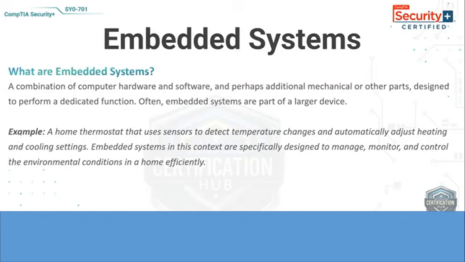Often embedded systems are part of a larger device, like a home thermostat that uses a sensor to detect the temperature change and automatically adjust heating and cooling settings. Embedded systems in this context are specifically designed to manage, monitor and control the environmental conditions in a home efficiently. In a washing machine, you set it to wash for 1 hour or 1 hour 30 minutes, and you press the play button.